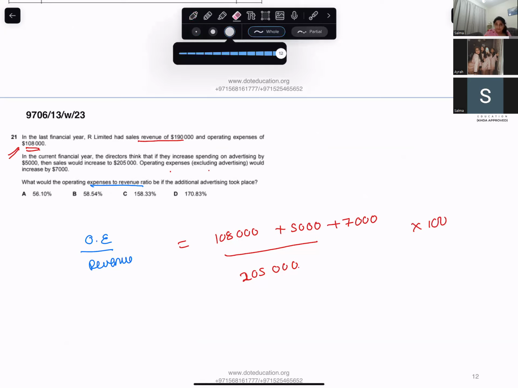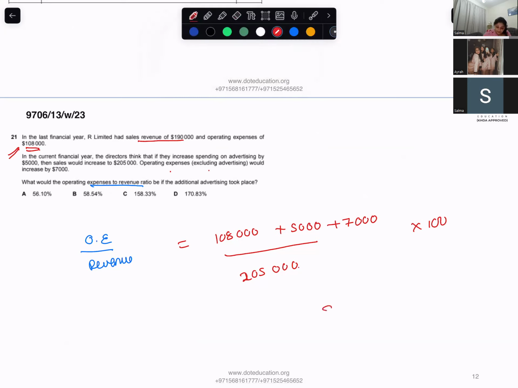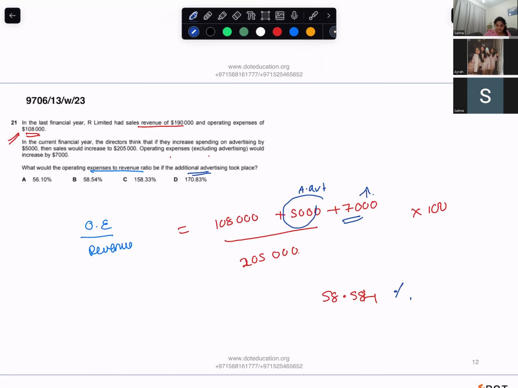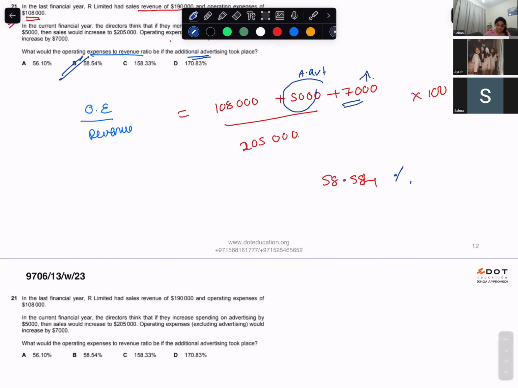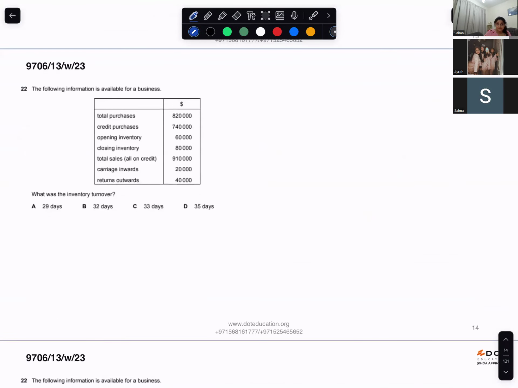It is 58.54. So what would be the operating expense to revenue ratio if additional advertisement took place? So this is additional advertisement, and this was the extra increase excluding advertisement. You calculated it, right? Yeah, I calculated it. So the answer is option B. Go ahead.